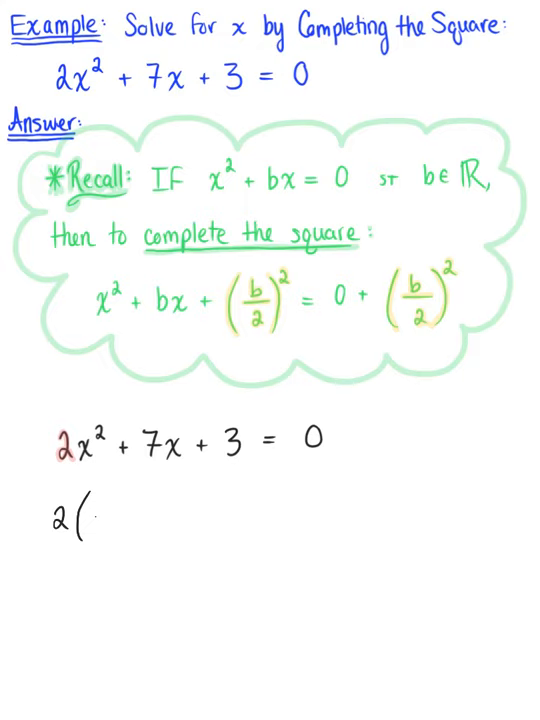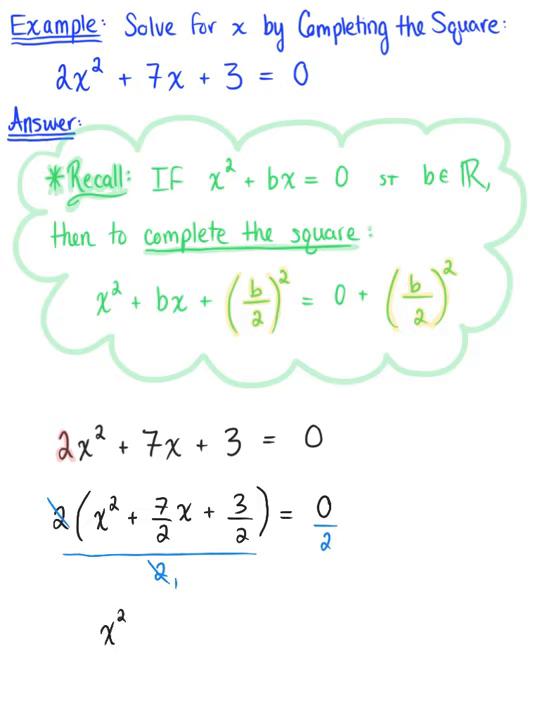So I'm factoring out a 2, so I'm left here with x squared plus 7 halves times x plus 3 halves is equal to 0. So we factored the 2 out in front. And now let's get rid of it. Let's divide both sides of this equation by 2. So we can see 2 divided by 2 cancels itself out to 1. And we are left now with x squared plus 7 halves x plus 3 halves is equal to 0.